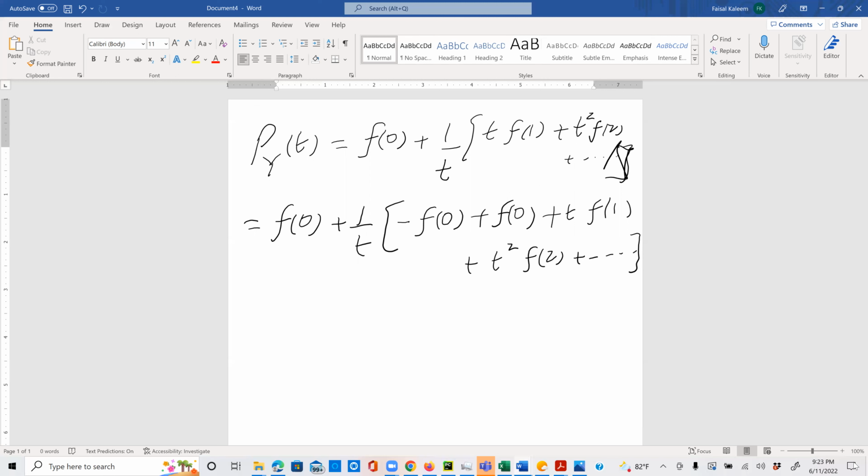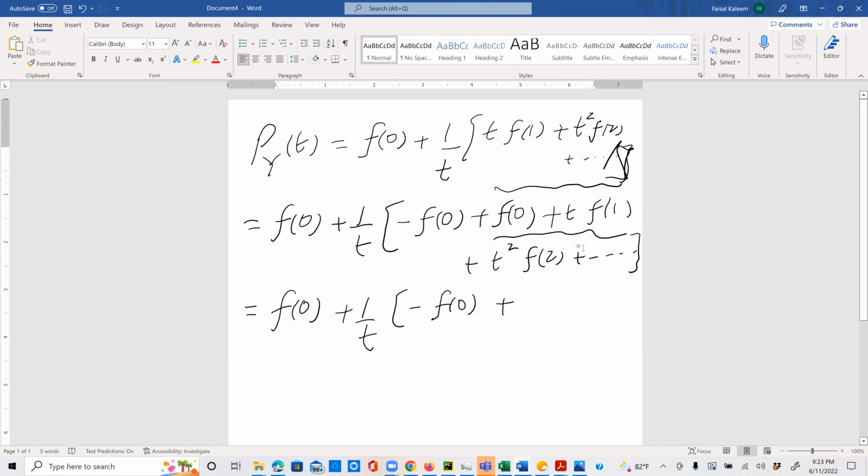So now this part starting from here and here, that is just the PGF of x. If we look at the PGF of x, that's f of 0 plus t f of 1 plus t square f of 2. So let's write it. F of 0 plus 1 over t minus f of 0. And the remaining part is the PGF of x. So that'd be p x t.